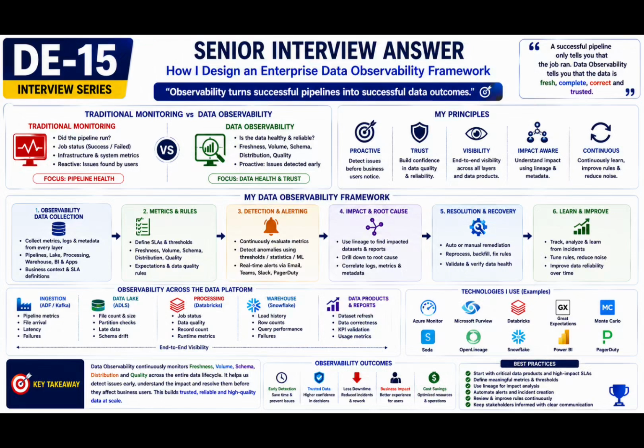So let's summarize today's episode. A successful pipeline execution does not automatically mean successful data. Enterprise data observability provides continuous visibility into freshness, volume, schema, distribution, and quality, along with lineage, SLA, and operational signals. It helps us detect problems early, understand their business impact, identify root causes, recover safely, and continuously improve the reliability of our data products.